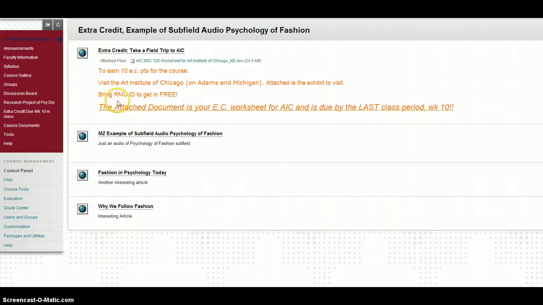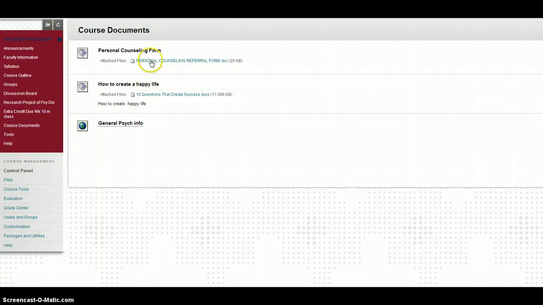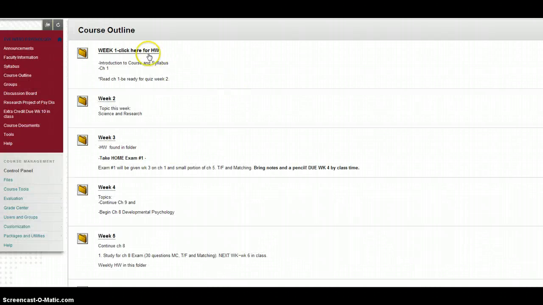So there's always opportunity to earn extra points in the class if you want to go above and beyond, or if you feel like you want to make up some extra points, there's always that opportunity here, and that's found right there. Then I have other things like course documents, just to how to create a happy life, personal counseling form, general psych information. But remember, always go to course outline. That's where you're going to find what is due and where your homework is.